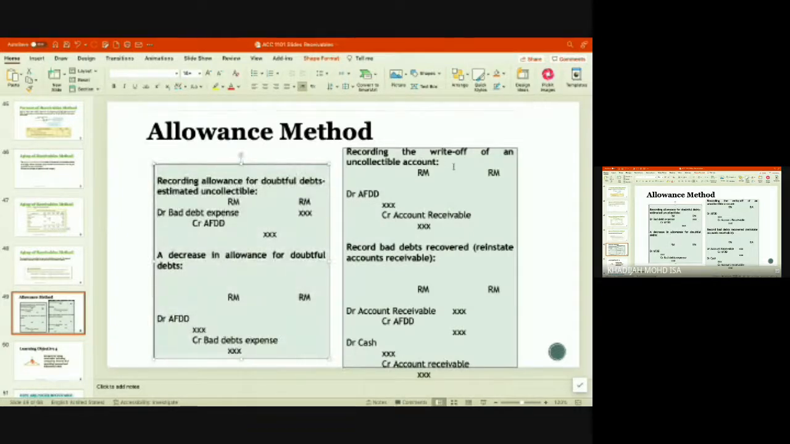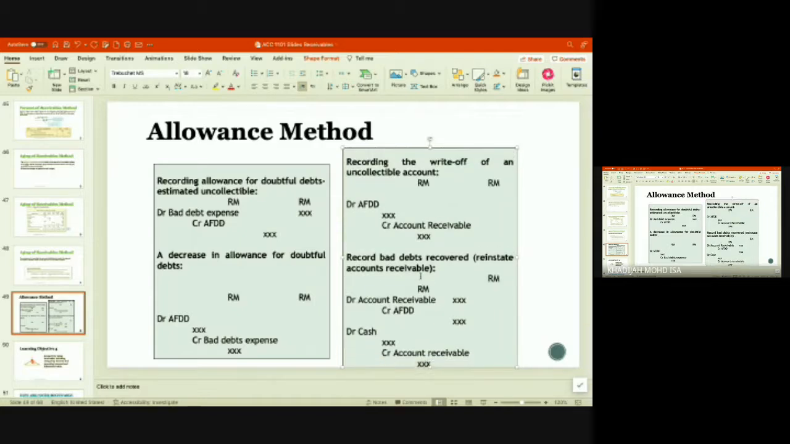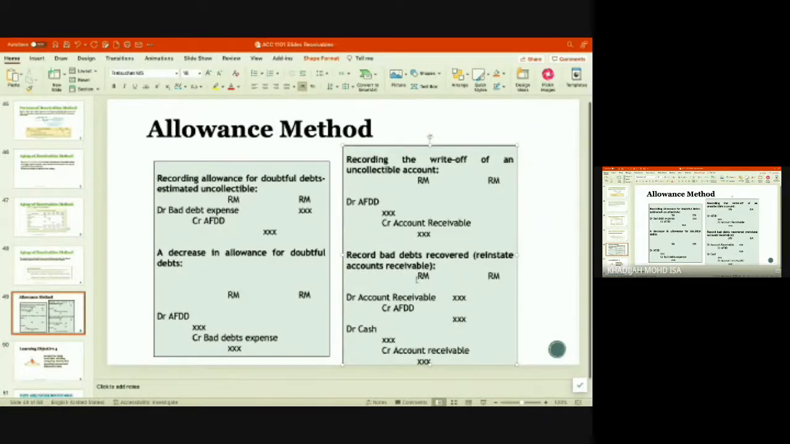Alright, so the difference is that this one is to record the allowance. So you debit your bad debt, credit AFDD. So this one is just an estimate. But if it's a decrease in the allowance, then you debit your AFDD, credit your bad debt expense.